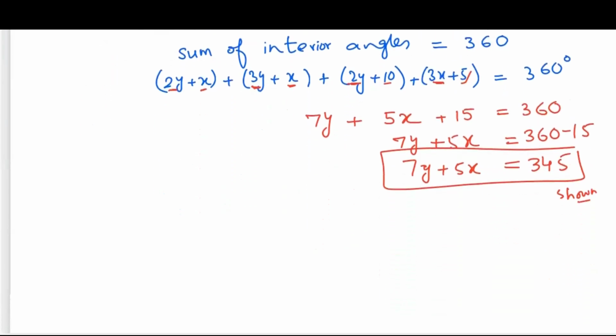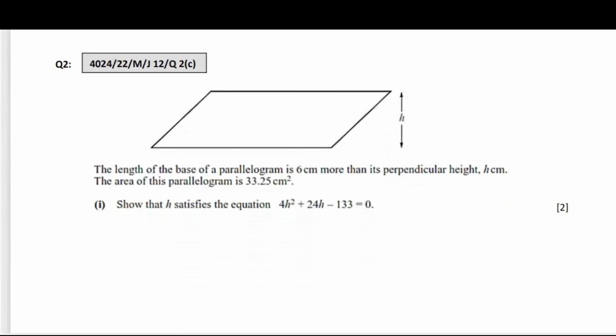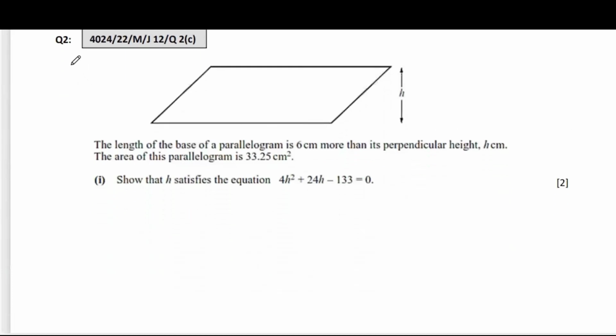Now move on. Question number 2. This is question number 2 from 4024, year 2022, May June, paper 1, variant 2, question number 2, part C. The length of the base of a parallelogram is 6 centimeters more than its perpendicular height, h centimeters. The area of this parallelogram is 33.25.